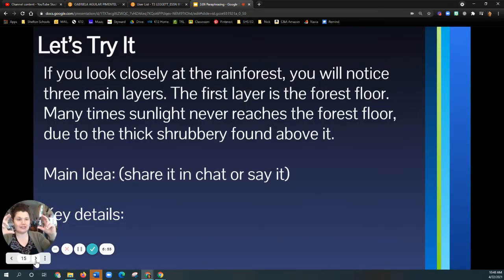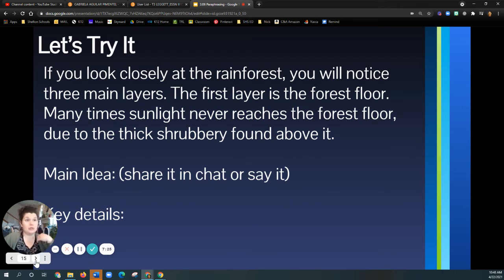So here's our passage. If you look closely at the rainforest, you will notice 3 main layers. The first layer is the forest floor. Many times sunlight never reaches the forest floor due to the thick shrubbery found above it. Okay, so what's the main idea? What is this passage on? The rainforest.